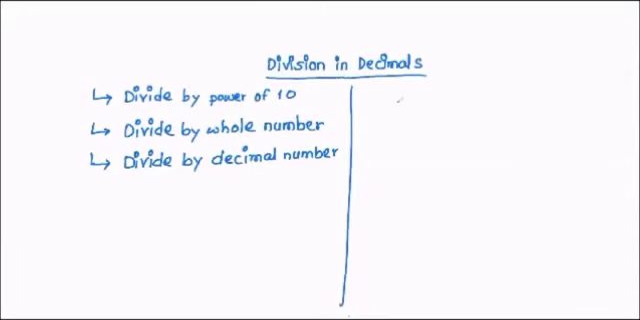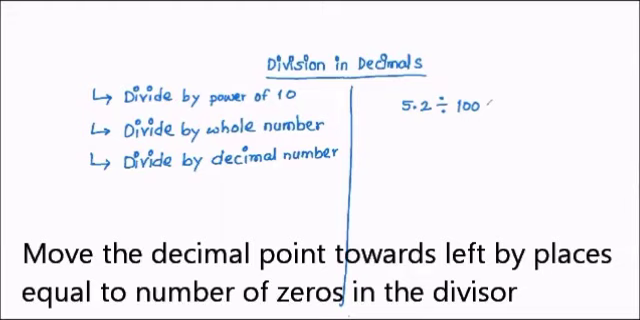Let's look at the first situation. Let's take an example. 5.2 divided by 100. Now remember from your multiplication of decimals, when we multiplied the decimal by a power of 10 number, we moved the decimal point towards right side. So we'll do exactly opposite, which means when we divide a decimal by power of 10 number, then we will move the decimal point towards left.